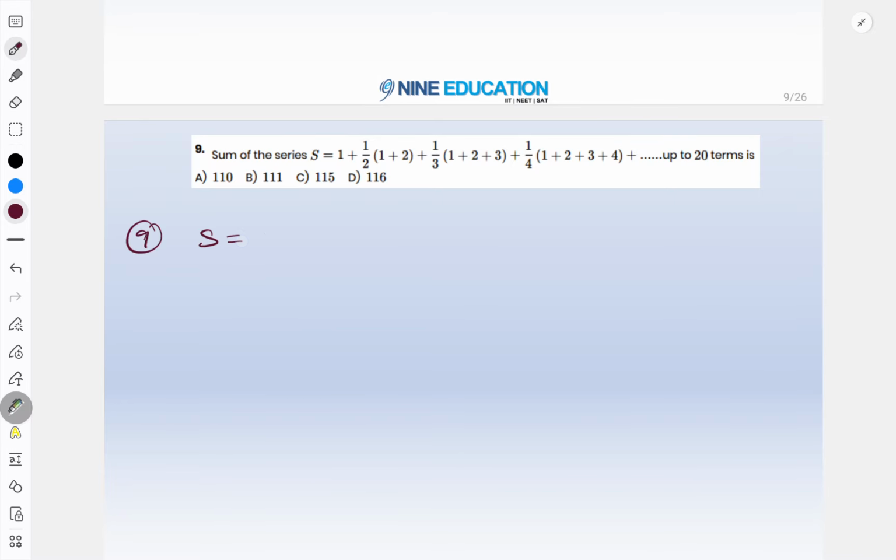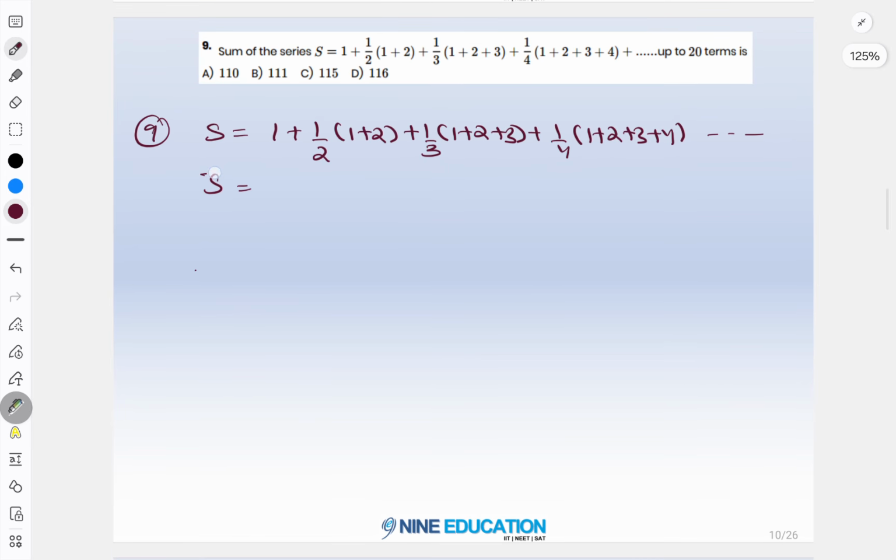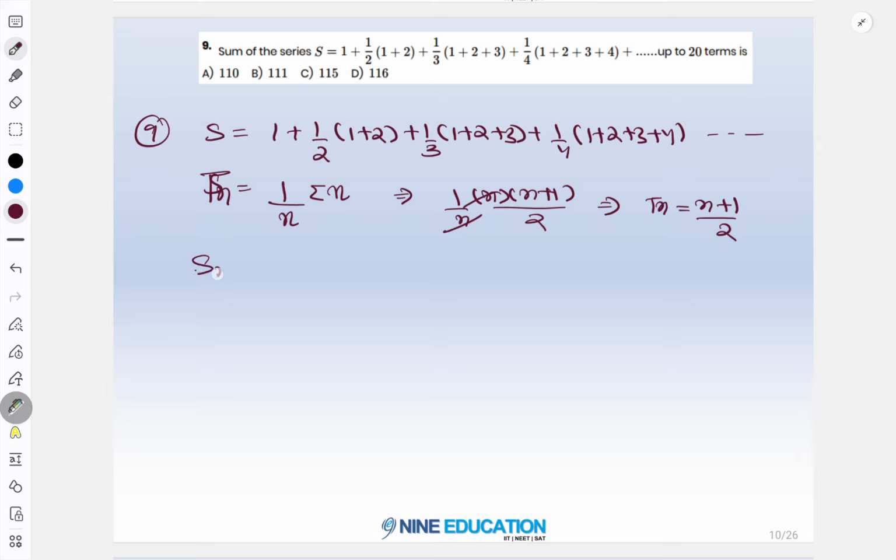Sum of the series S is equal to 1 plus (1 plus 2) by 2, plus (1 plus 2 plus 3) by 3, plus (1 plus 2 plus 3 plus 4) by 4, and so on up to 20 terms you need to calculate. Then general term for S is Tn. Let's find Tn first. So Tn, if we see carefully, it is 1 by n into summation of n, which is 1 by n into n into (n plus 1) by 2, n and n get cancelled. Therefore Tn is (n plus 1) by 2.